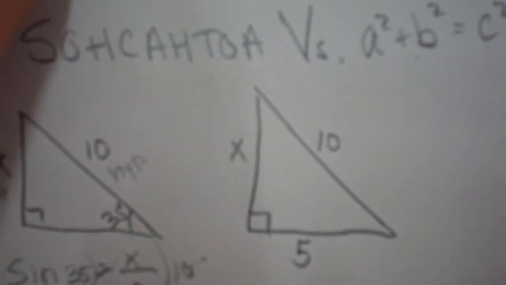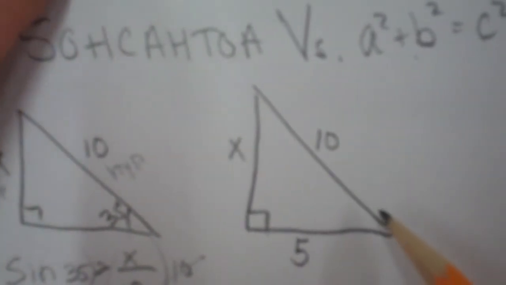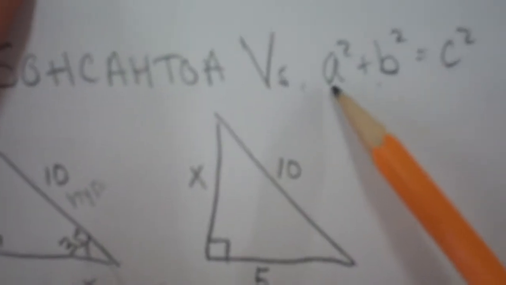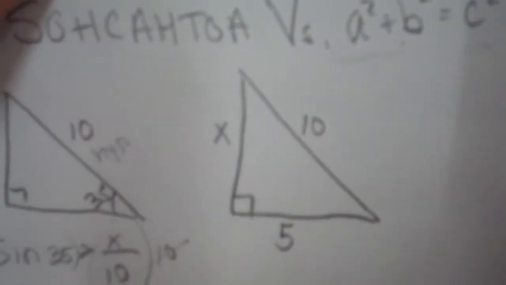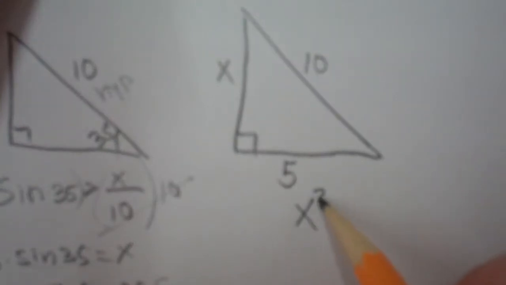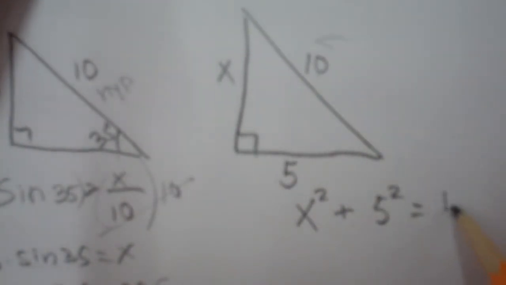Now let's look at when we use the Pythagorean theorem. In this case, it doesn't give us any of the angles. And when you don't know the angles, but you have a right triangle, you should be thinking about the Pythagorean theorem. Let's use the Pythagorean theorem now. You always have to make sure the hypotenuse is your c. So I'm going to have here x squared plus 5 squared is equal to the hypotenuse squared.